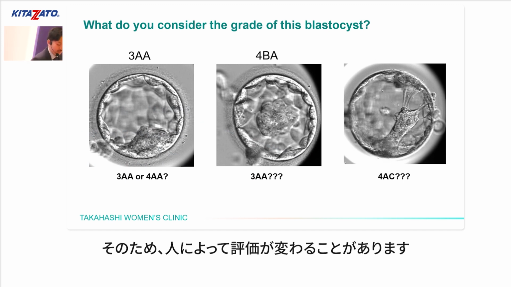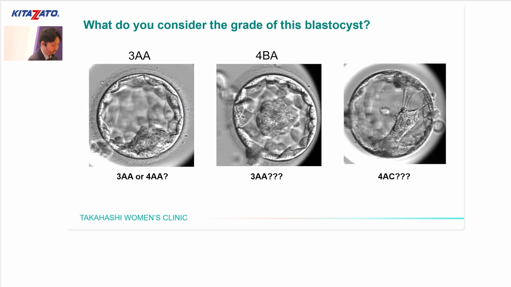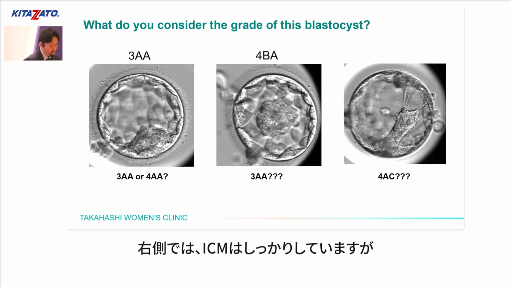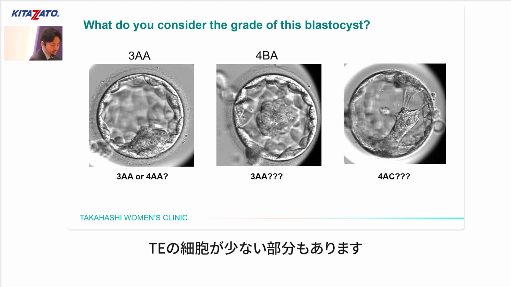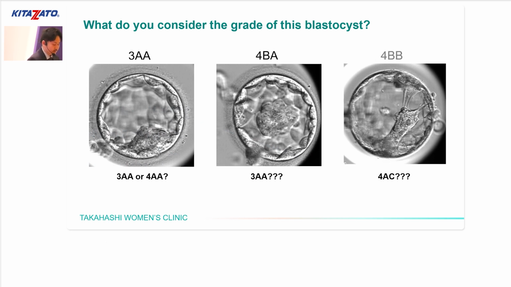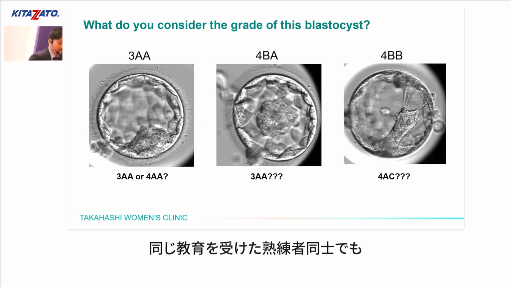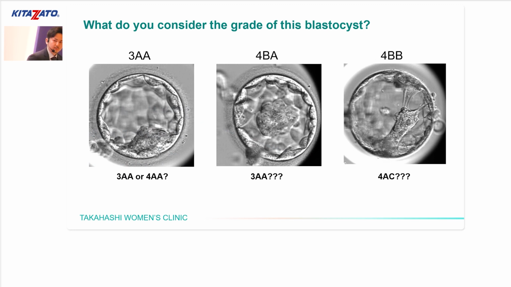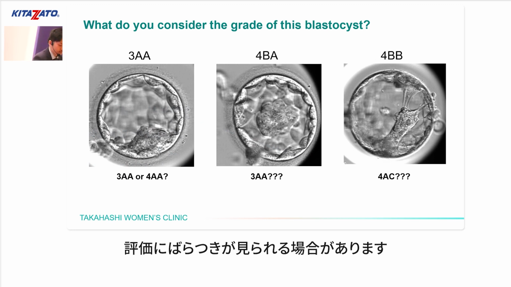but I recognize it as a 3AA grade because it has sufficient ICM and the zona pellucida is not seen. On the right panel, I can recognize the strand ICM, but enough ICM and a small number of TE cells suggest 4AC. But the grade determined by another embryologist was 4BB. Therefore, there is often inconsistency in embryo grading even among senior embryologists at the same center and receiving the same education.